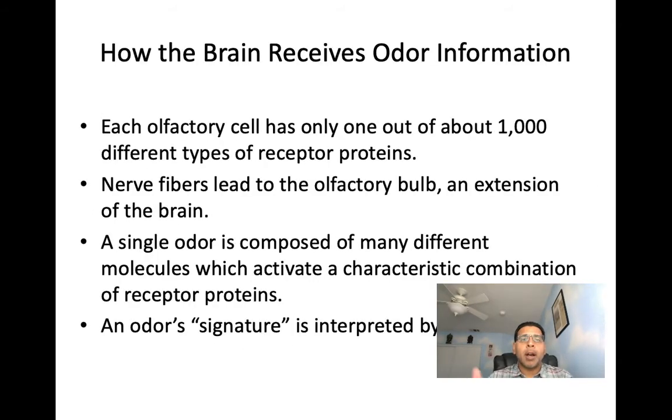So next then, let's talk about how the brain is going to receive odor information. We'll see each olfactory cell has only one out of about 1,000 different types of receptor proteins. So just imagine how many olfactory cells we have. Nerve fibers are going to lead to the olfactory bulb, which is going to be an extension of the brain. A single odor is composed of many different molecules, which will activate a characteristic combination of receptor proteins. An odor's signature is interpreted by the brain.